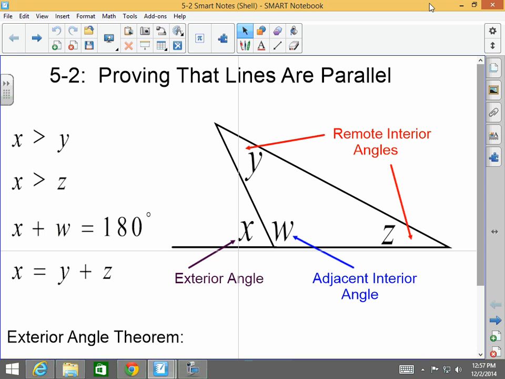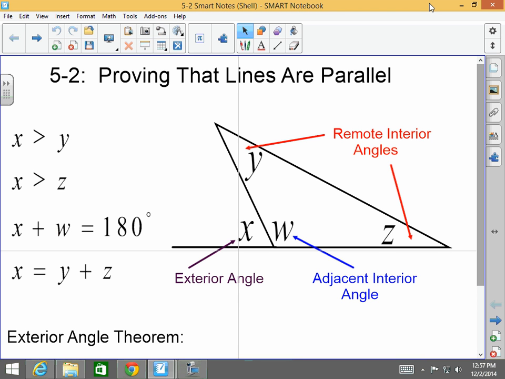Welcome back to Mr. Morrow's Honors Geometry class. Today we're going to be talking about proving that lines are parallel. Very important to be able to prove that lines are parallel.